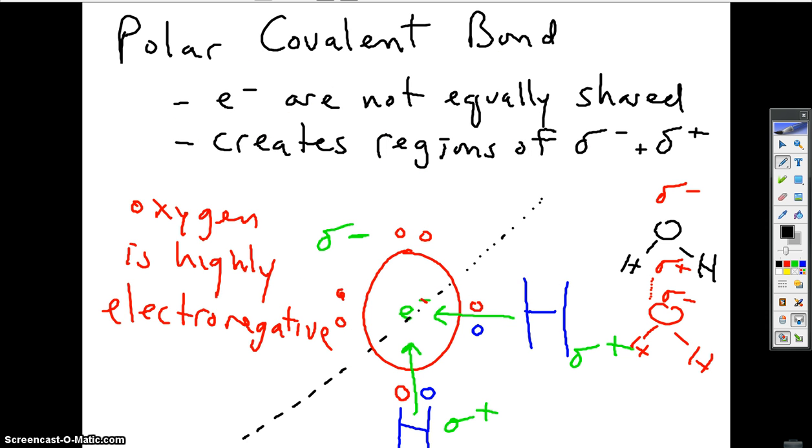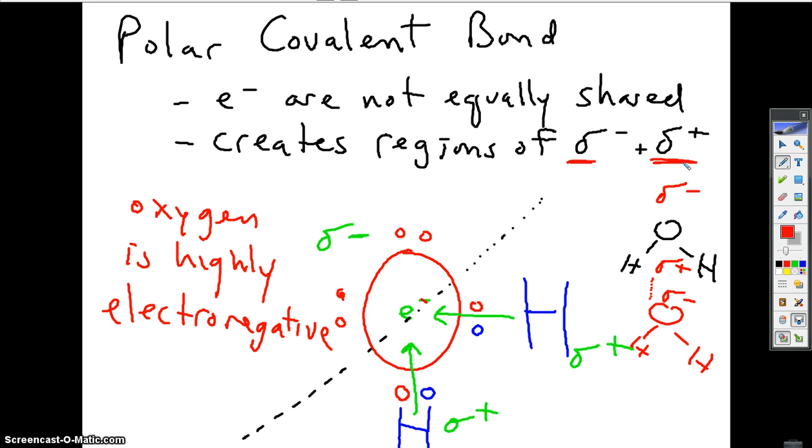So now what happens if they're not shared equally? Water is the classic example that we're going to use for this. We get what's called a polar covalent bond. The electrons are not equally shared, and it creates regions of partial negative and partial positive. This little squiggly symbol here means partial.